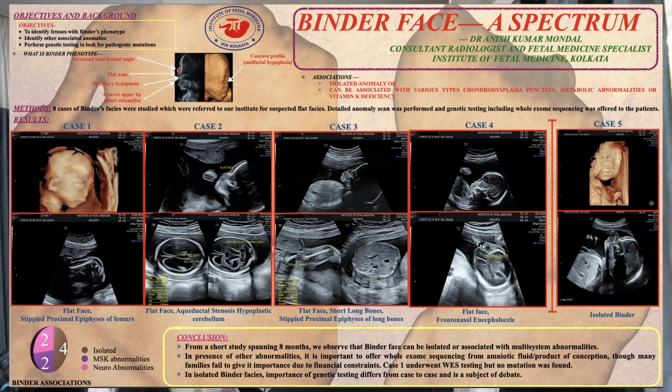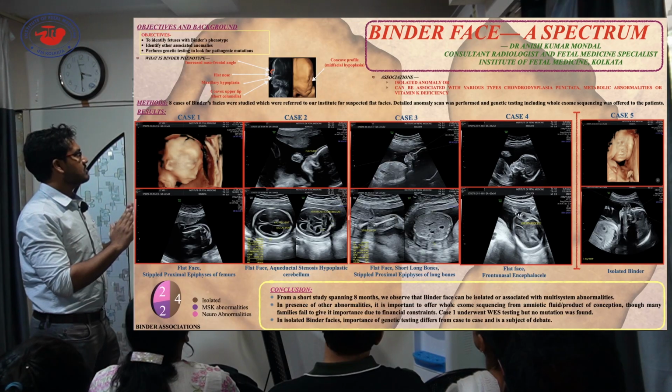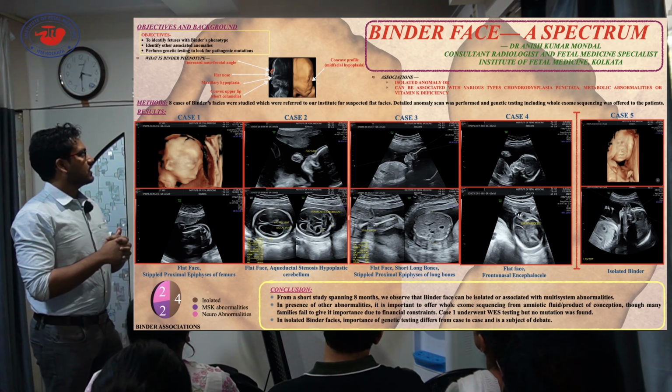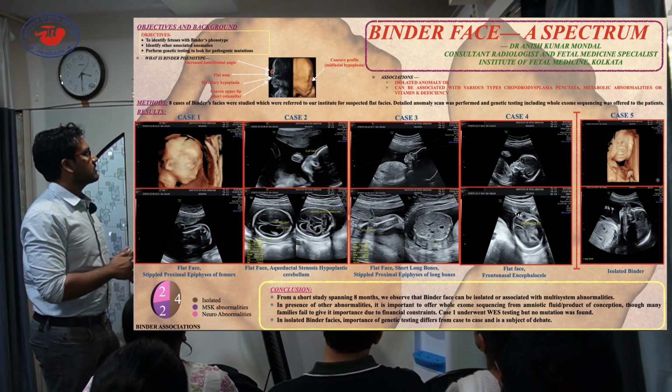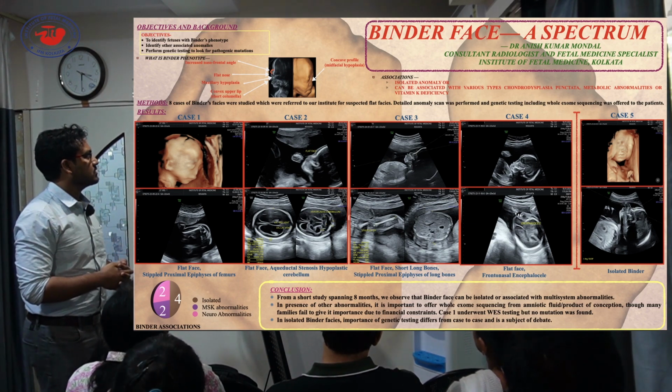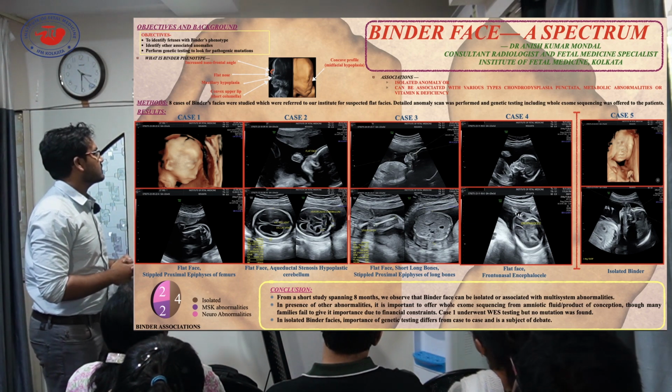On axial scanning, we can see instead of the more rounded axial section of the maxilla, the anterior portion of the maxilla will be flat. The upper lip will be more convex and protruding. And if we do a 3D, we can see that the mid face is concave. Any associations, it can be isolated or can be associated with various types of chondrodysplasia punctata, metabolic abnormalities, or vitamin K deficiency. Even in aneuploidies like T21, we can find flat face.